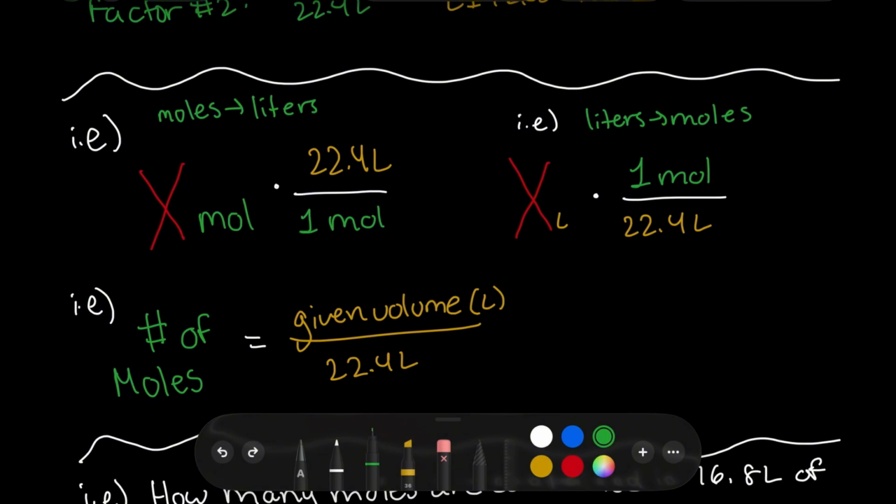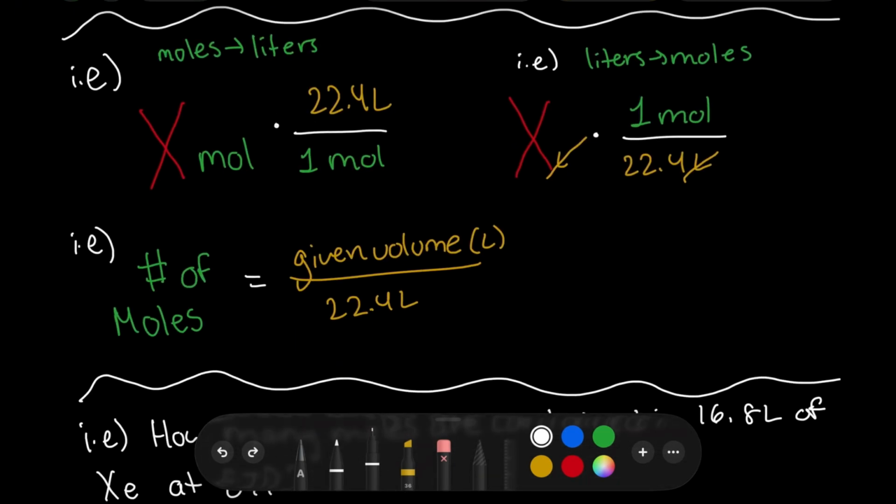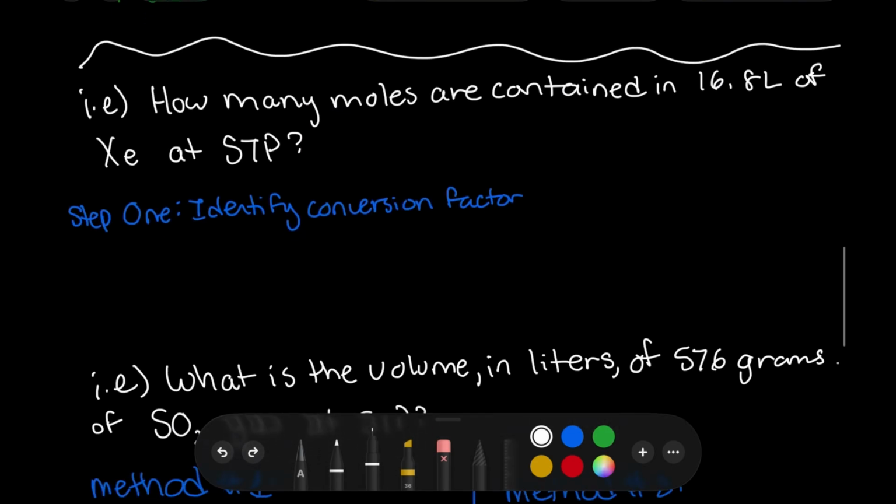The same applies for when you're converting from liters to moles. You can eliminate the liters because they cancel each other out, and you multiply x times 1 divided by 22.4, and you would figure out how many moles you have. And here, our third example is a more general equation for how to figure out either the given volume or the number of moles. So let's do some examples.